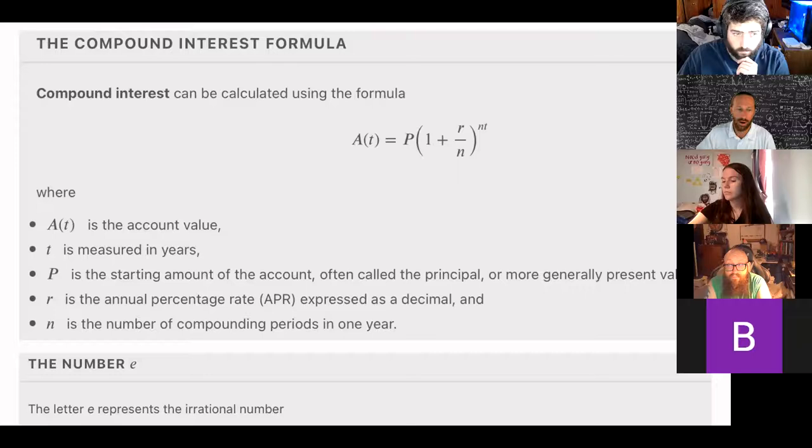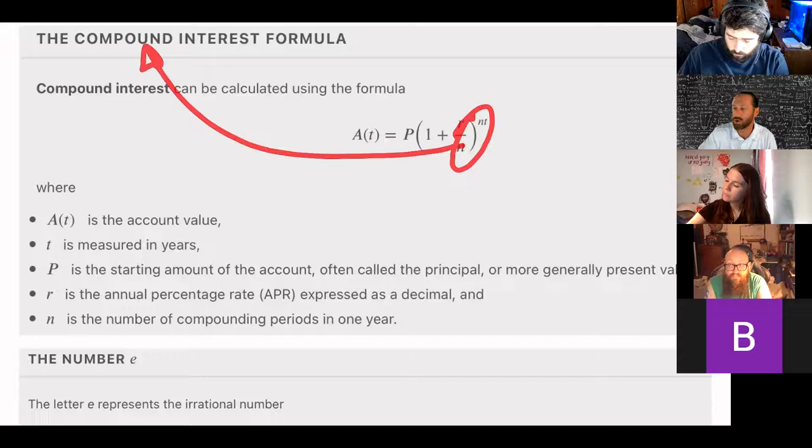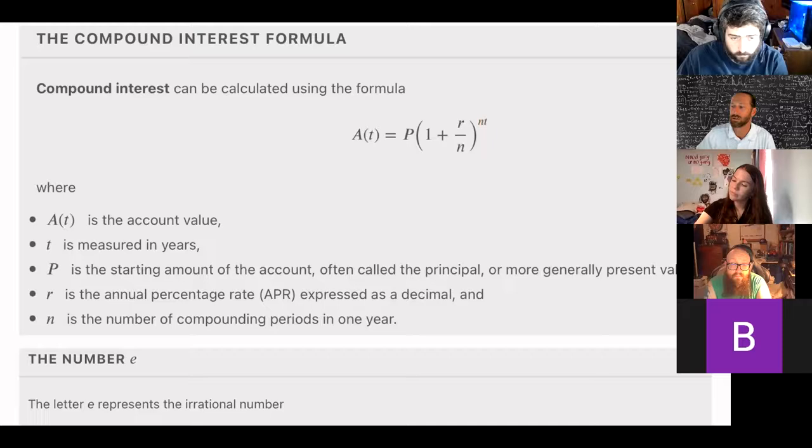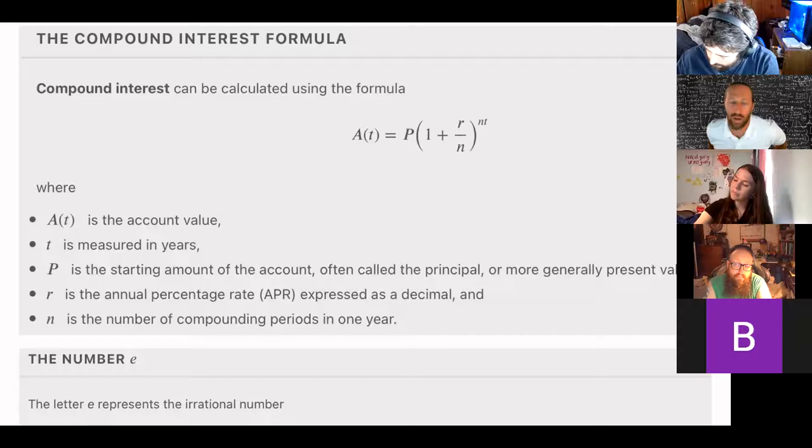Otherwise, the N stands for the number of times that they're going to compound or pay or charge you the interest. And T always typically stands for time. And that can be in years, months, days, hours, minutes, seconds, whatever.